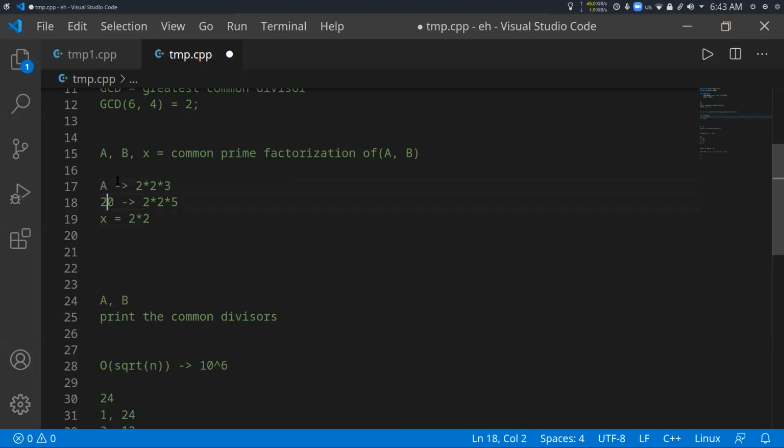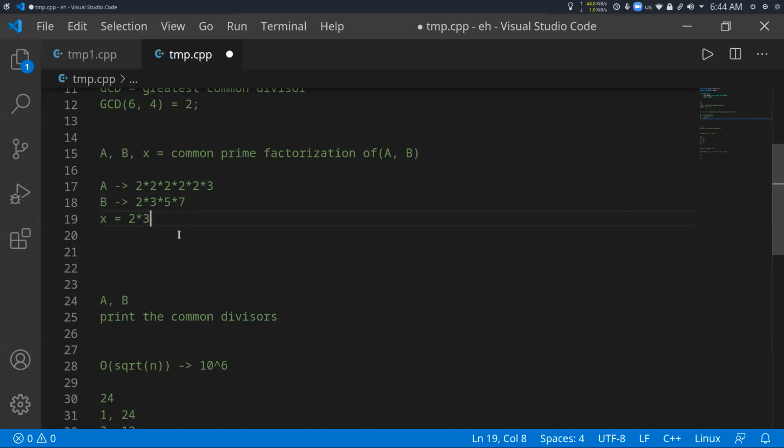But if you have some A and some B, something like 2 times 2 times 2 here, and just 2 times 3 times 7 here, what should be the common prime factorization? Here we have 2 one time, and there multiple times, so we only take it one time. And 3, it's common, we will take it. And 5 is not there, we will not take it, and 7 is not there, we will not take it. So the answer for this particular problem is 2.